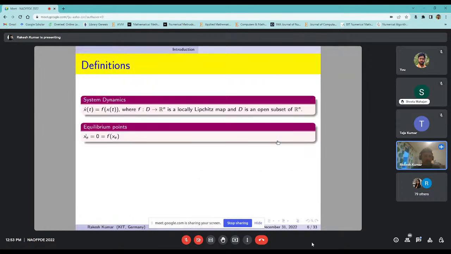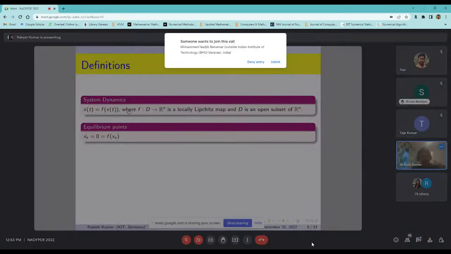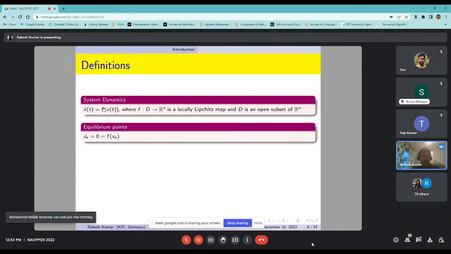Now we come to the definition. We have a function from D to R^n that is locally Lipschitz. Why am I taking locally Lipschitz here? Because we need a unique solution. We have studied in our previous courses that this type of differential equation will have a solution if this function is locally Lipschitz. We need an equilibrium point. Equilibrium point means there is no change, which means the derivative should be 0. The point at which the derivative is 0 is called an equilibrium point.